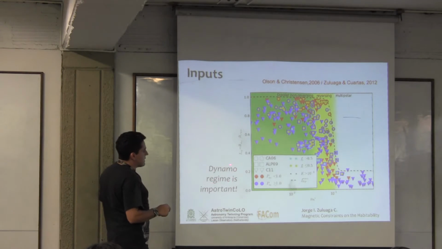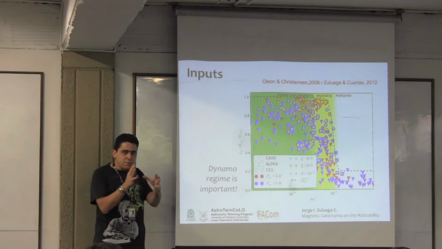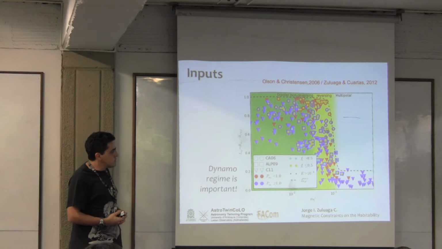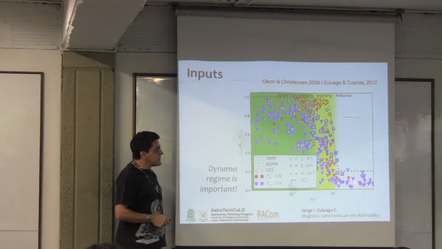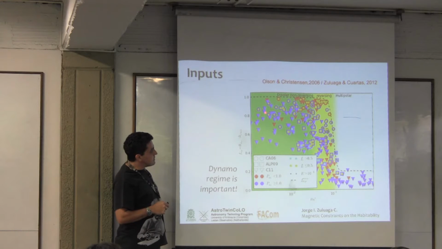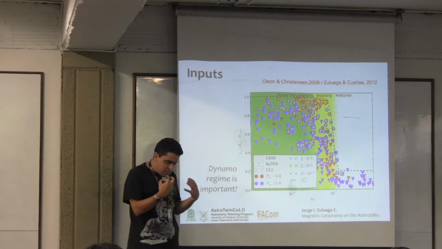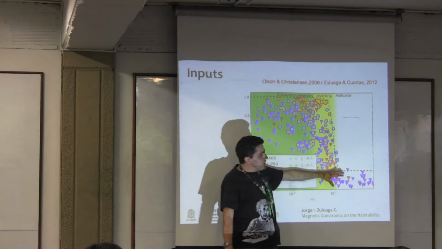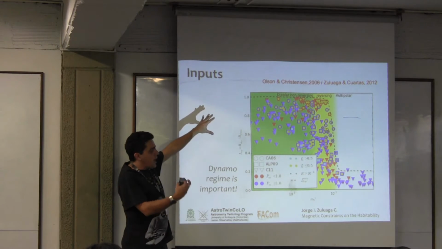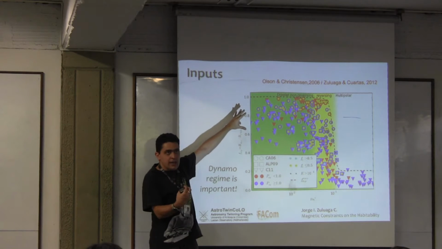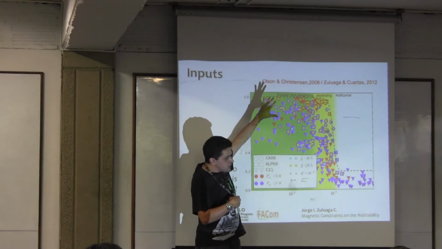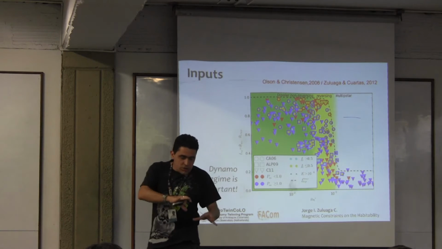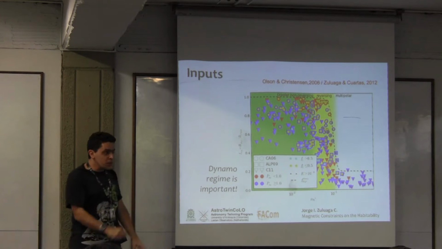Dynamo regime is what defines if a magnetic field is dominated by its dipolar or very organized components or its multipolar components. What has been observed is that dynamos that rotate very fast have the same amount of magnetic energy as dynamos rotating very slowly, but the energy is distributed differently. Dynamos that are rotating very fast have most of their energy in the dipolar components, and dynamos that are rotating slowly have the same amount of energy, but in the multipolar components.